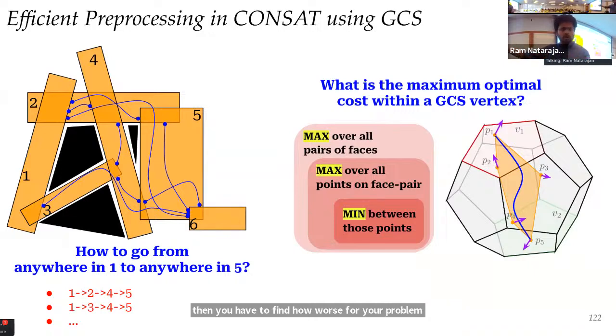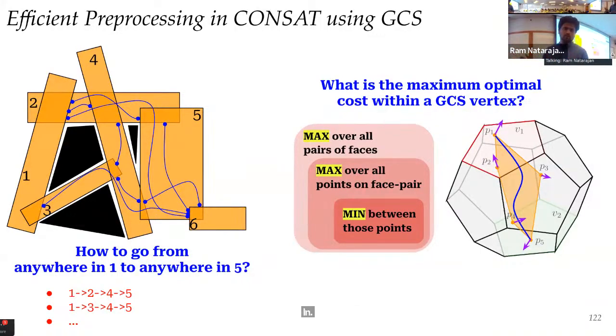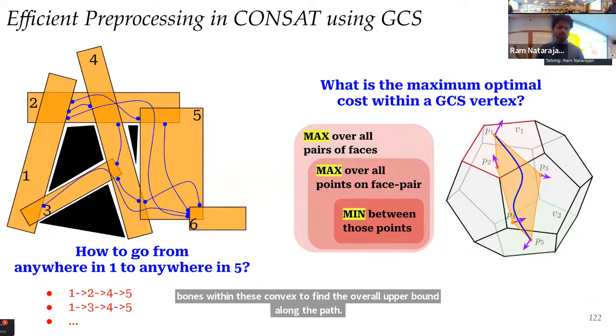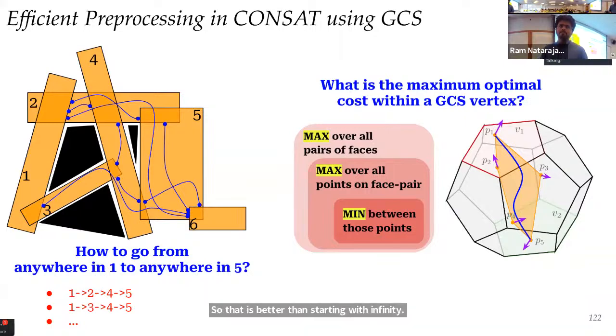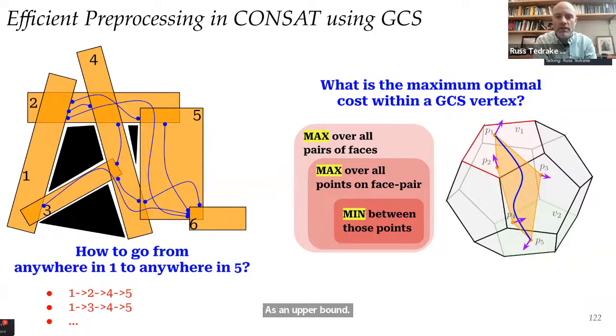And when you have the whole planning problem, you can run a search in just the abstract graph space without loading all the convex sets. Then you can add up these upper bounds within these convex sets to find the overall upper bound along the path. So that is better than starting with infinity as an upper bound. I know you and Xiao have talked a bunch. I think there are cases that are very hard to do. Even the max min in a highly constrained case is not as simple as you say.